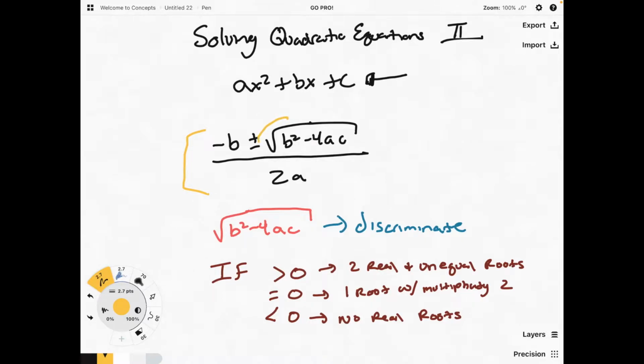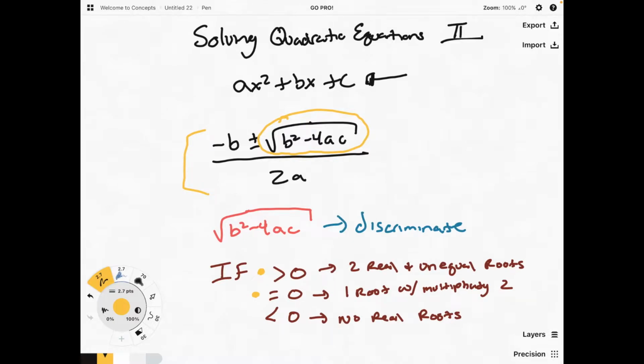That is going to be this portion right here, which is the square root of b squared minus 4ac. If the square root of b squared minus 4ac is greater than 0, then you know you're going to have two real unequal roots. This means you're going to get two answers for the value of x, and they're going to be real numbers, and they are not going to be equal to each other. However, if the discriminant is equal to 0, then you're going to get one root with multiplicity 2. And this means that you're going to get the same answer for the value of x.